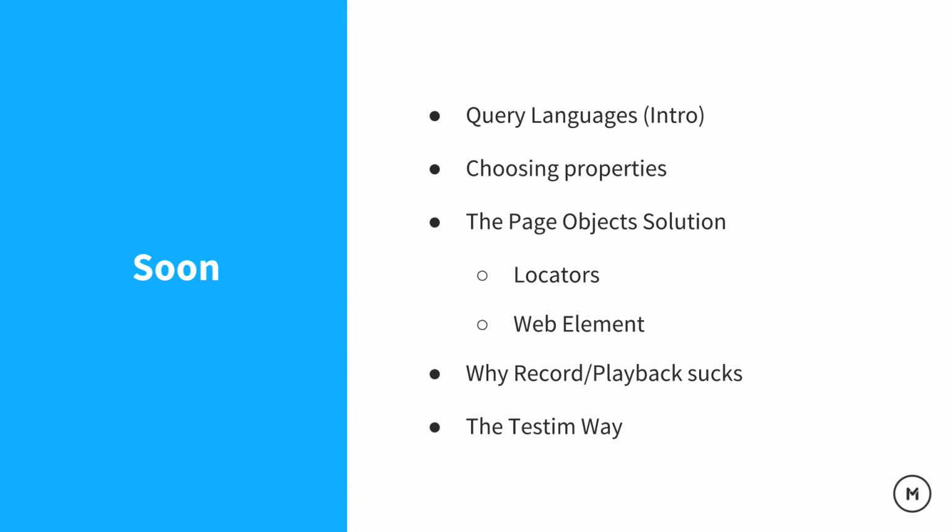But so what are we going to talk about now? I'm going to talk very fast about query languages, because I've seen that some people here are already developers and they know their CSS and XPath, and some don't. So we'll go very fast through those query languages, and then we'll see how we can choose the best properties to select an element. And then we'll see why, and I'm going to mention why record playback, the things that we want to do, never works. And maybe we'll see how we can.